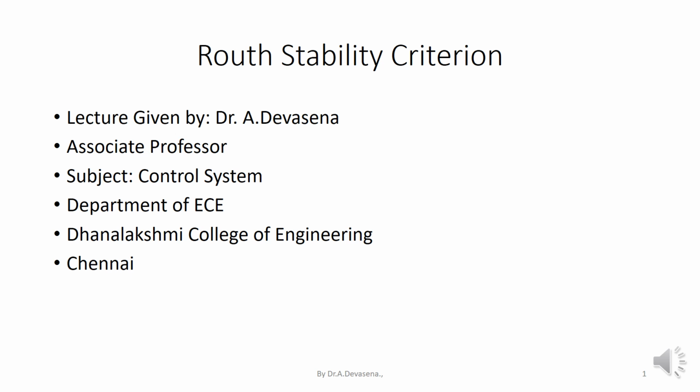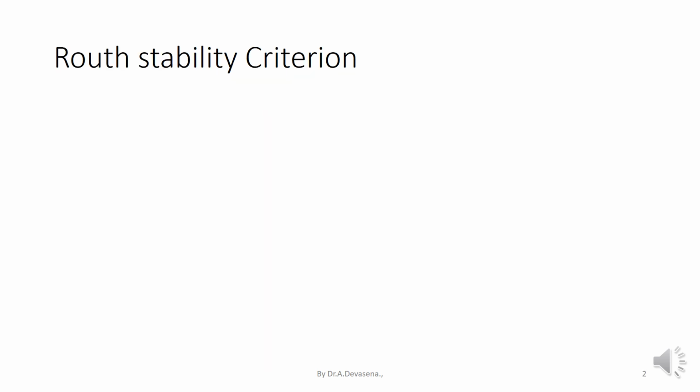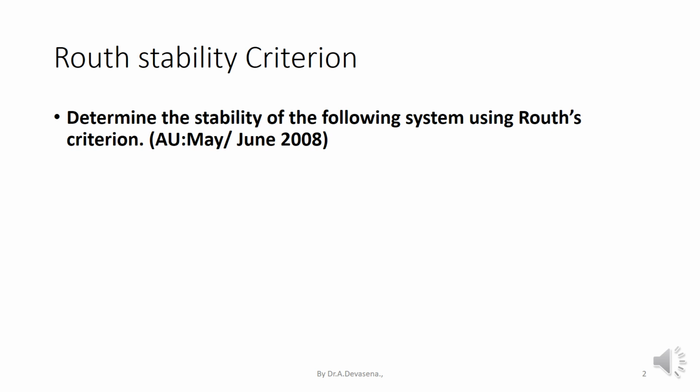In this lecture, we are going to discuss Routh's stability criterion. This topic is present in the subject control system. Now, we are going to solve problems in Routh's stability criterion. The problem statement is, determine the stability of the following system using Routh's criterion. This question was asked in an university exam, May-June 2008.